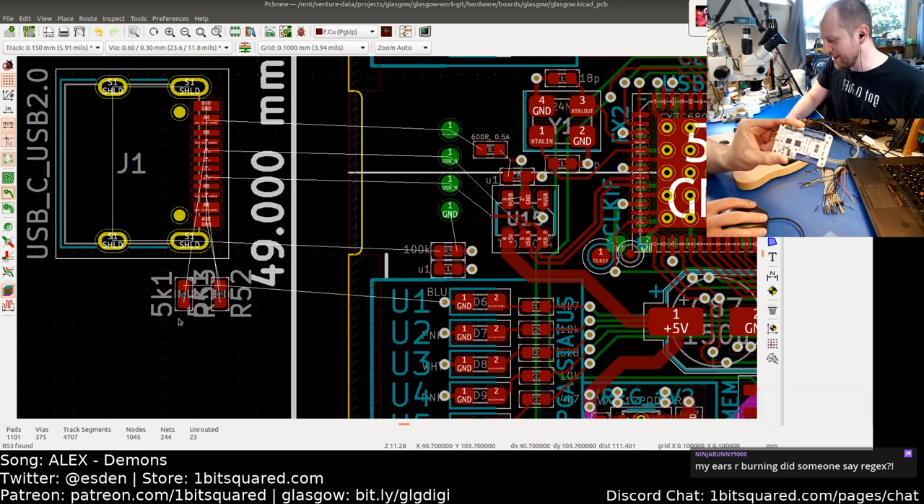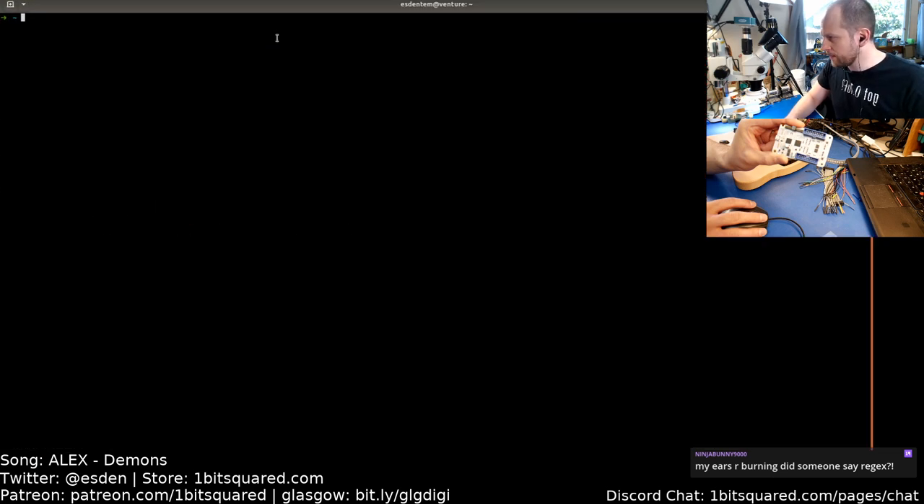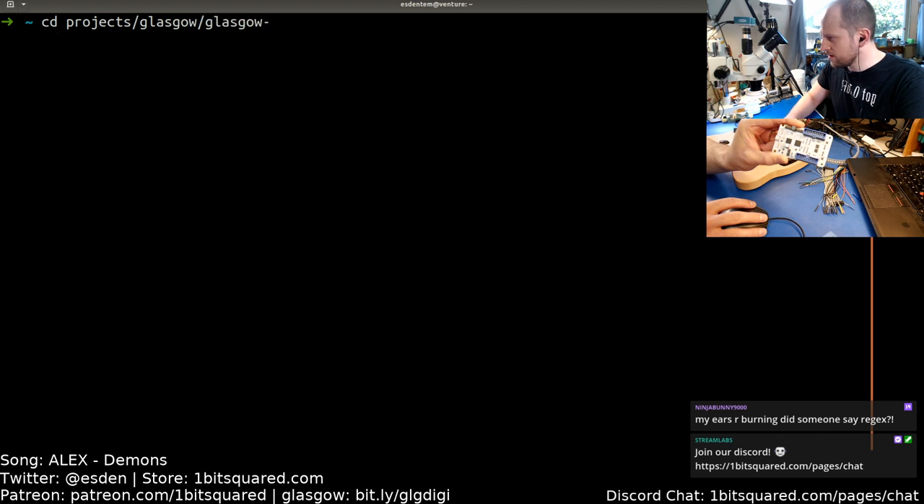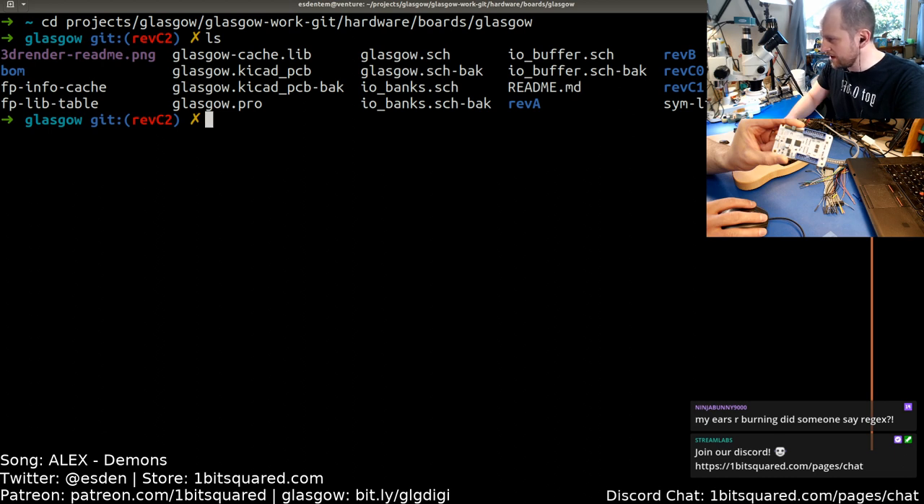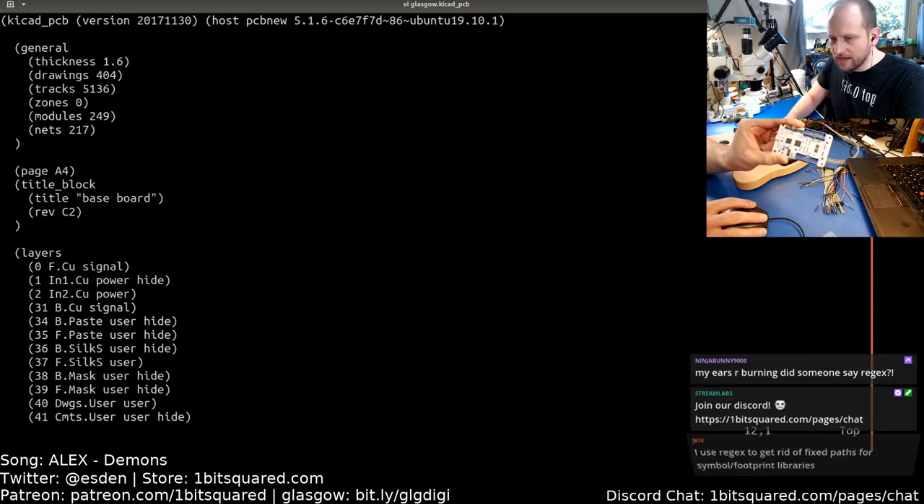Yeah, regex. So let me show you. Let me open a GNOME terminal here and make it bigger. I went to projects, Glasgow, hardware board. Jesus, this path is long. And then VI KiCad PCB. And this is the format that the files are saved in. We don't need it that big, but this is what the format looks like.